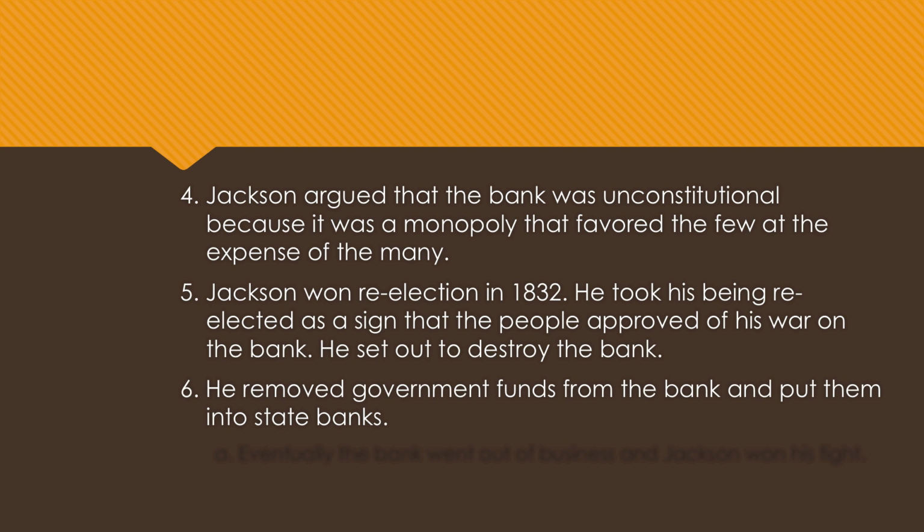Jackson wins re-election in 1832, and he takes that as a sign that means, hey, if everybody voted for me again and I won re-election, that means that they like what I'm doing. They like the fact that I'm trying to go after the bank. So he sets out to fully destroy the Second National Bank of the United States. He removes government funds from the bank and puts them into state banks.